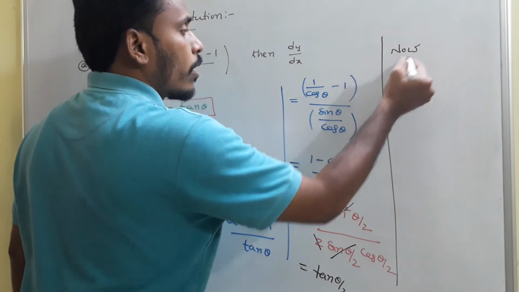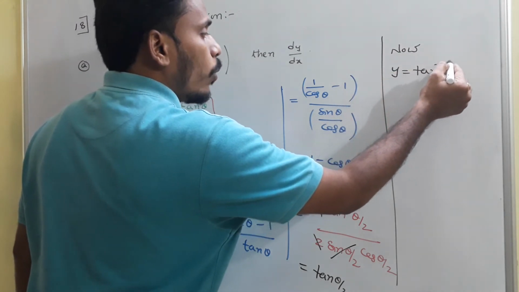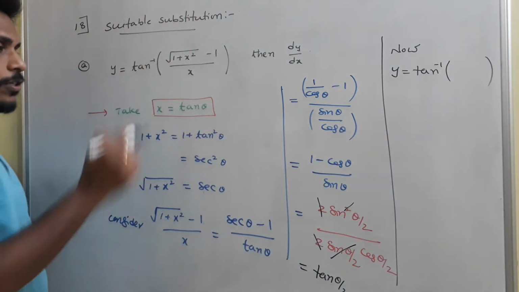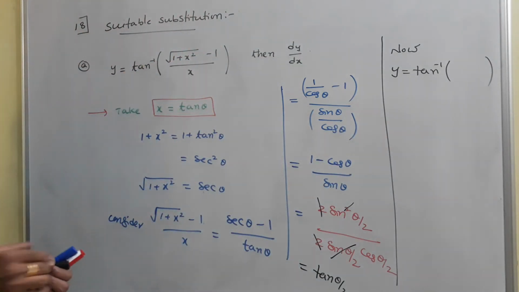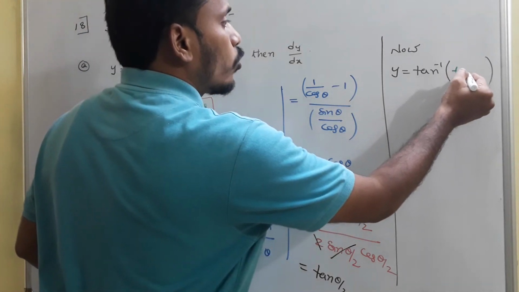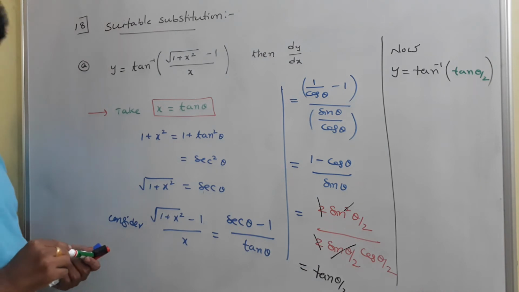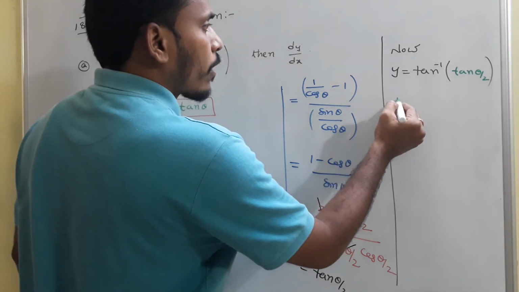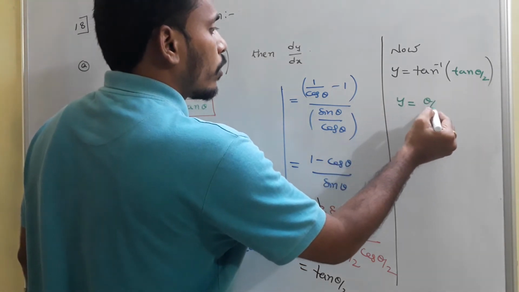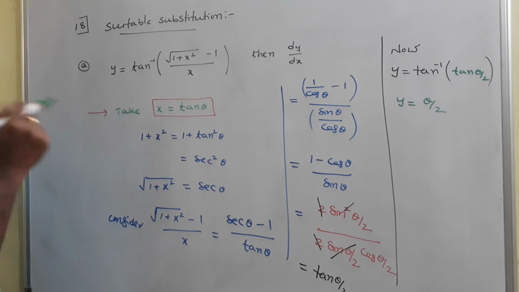Now, the given problem is y equals tan inverse of this complete expression. We derived that complete expression as tan theta by 2. So y equals tan inverse tan theta by 2. This is nothing but y equals theta by 2. Now we need to find dy by dx.